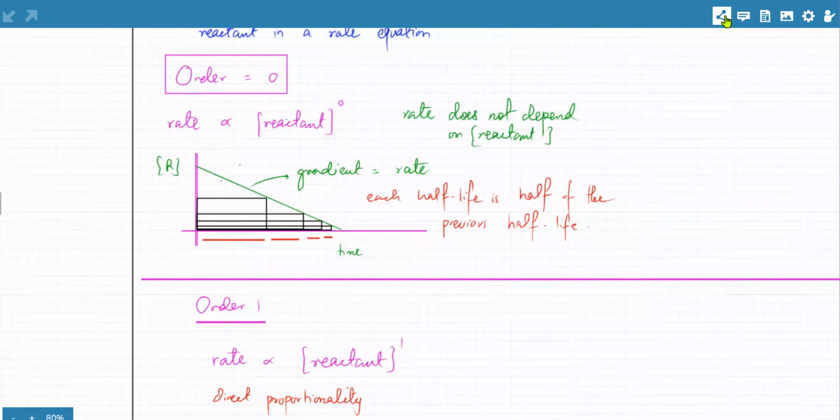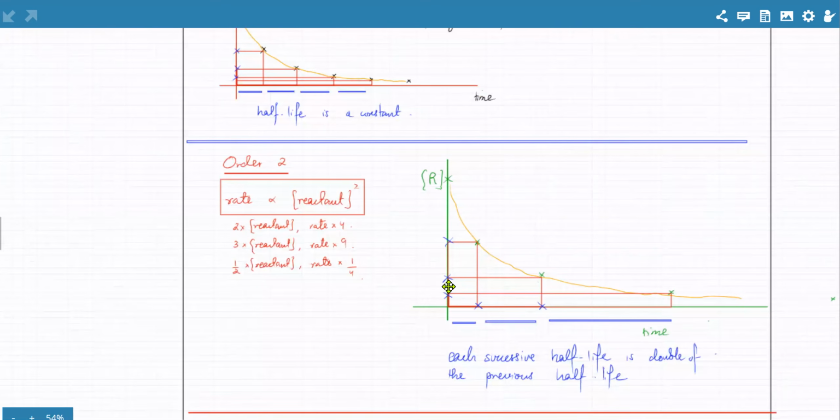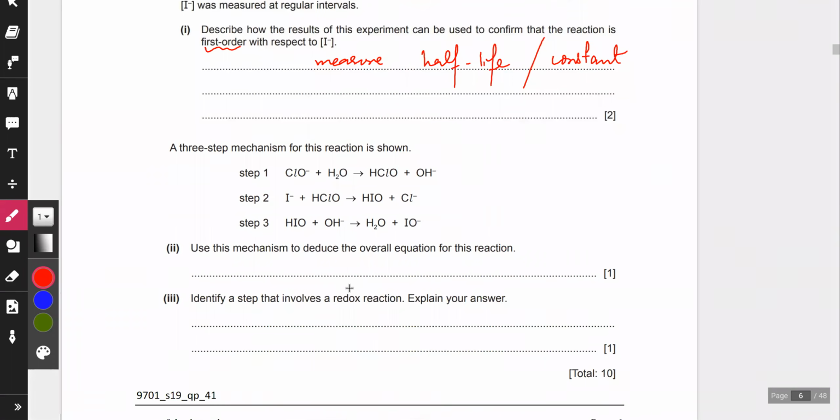So zero order is a straight line. Nothing happens to the rate, so the half-life constantly decreases. In order one, as the reactant concentration decreases, the rate slows down, so the half-life is constant. Every time it's constant. It's taking longer and longer for it to come to zero. And order two is when the half-life doubles. It's too dependent. If reactant concentration decreases, the rate slows down a lot. So it takes a longer and longer time for the reactant concentration to successively halve. That's pretty much it.